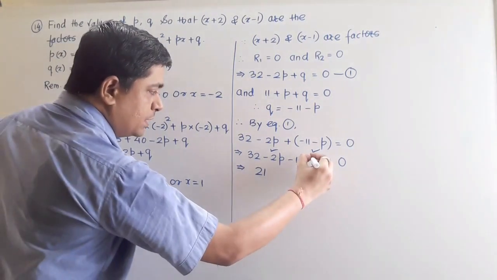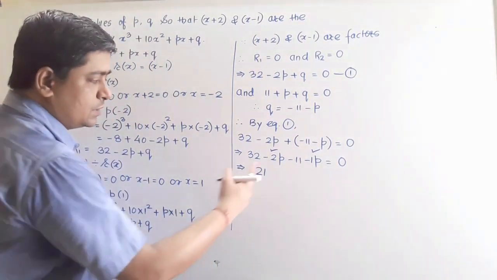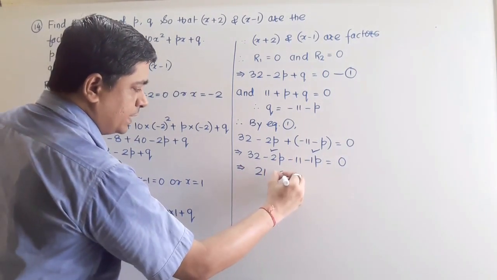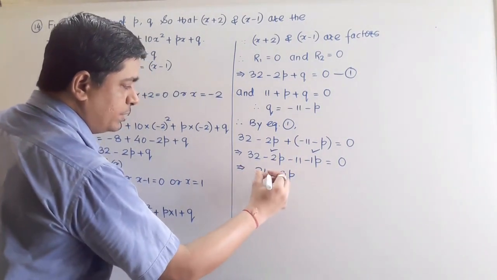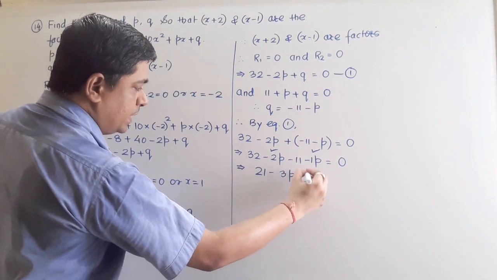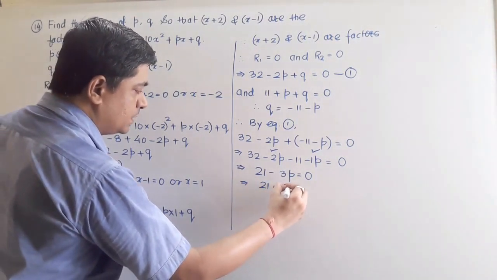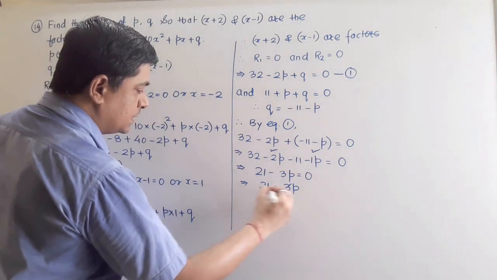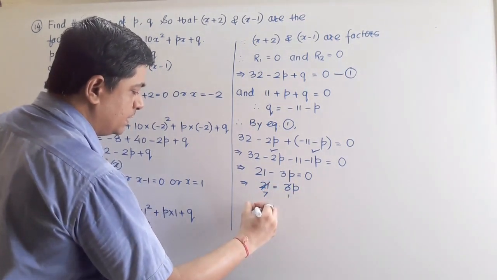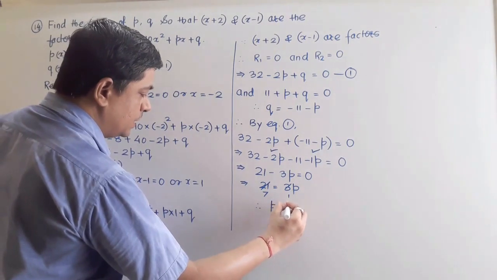Here before p nothing is there, we can assume 1. So 2 and 1 if I add, that will be 3p, and sign of bigger term, that is minus. Minus of 3p, now I am sending on to that side. So 21 is equal to 3p. 3 ones are 3 and 3 sevens are 21. So p will be equal to 7.